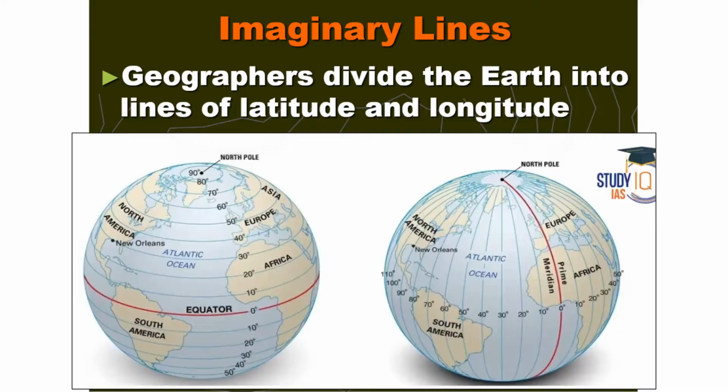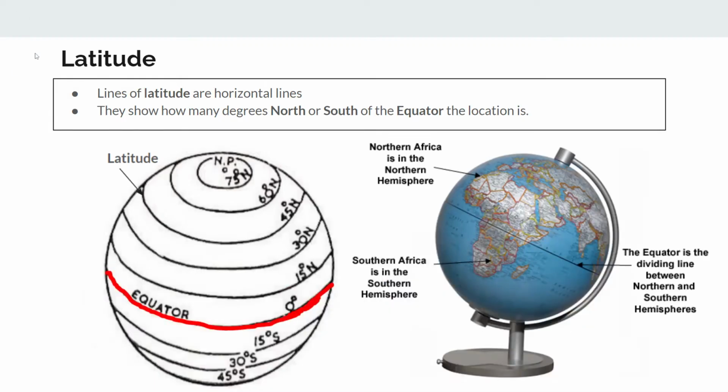So, how do we find the terrestrial coordinates of a specific place on Earth? We use imaginary lines. Geographers divide the Earth into imaginary lines of latitude and longitude. These are our latitudes, horizontal lines, and these are our longitudes, vertical lines. So let's start with latitude. Latitudes, or lines of latitude, are horizontal lines, as you can see.